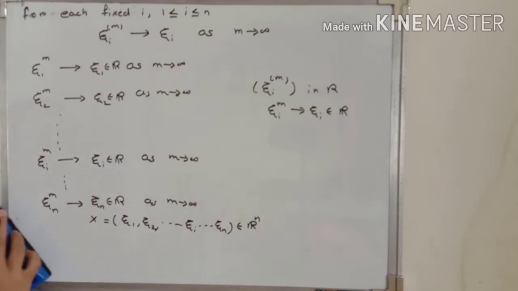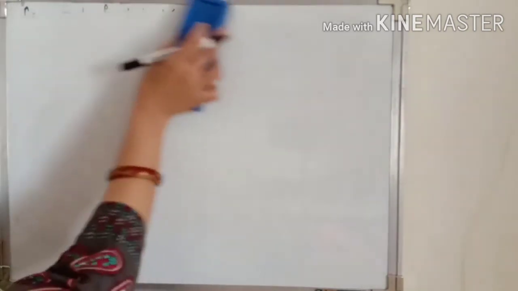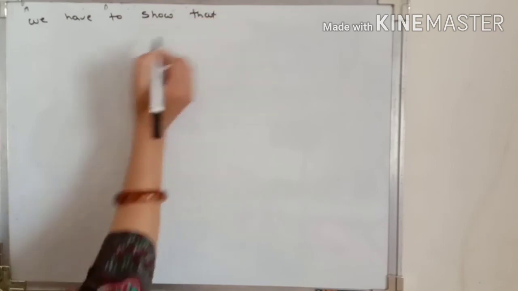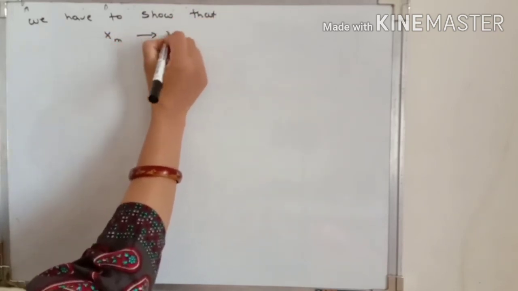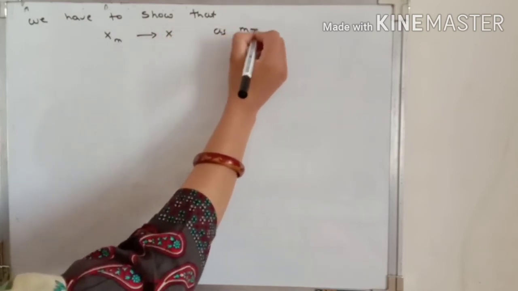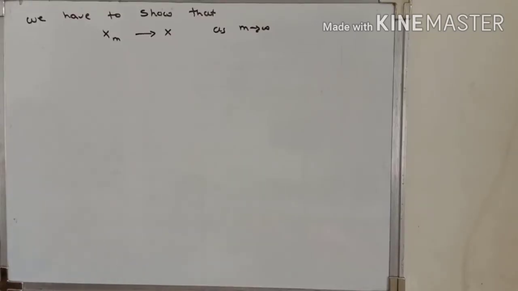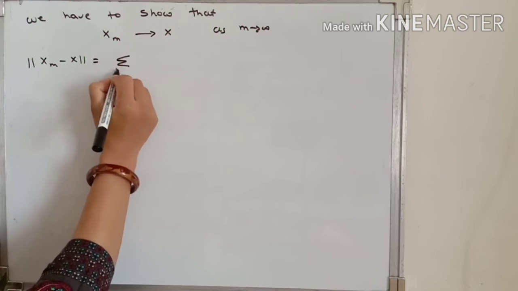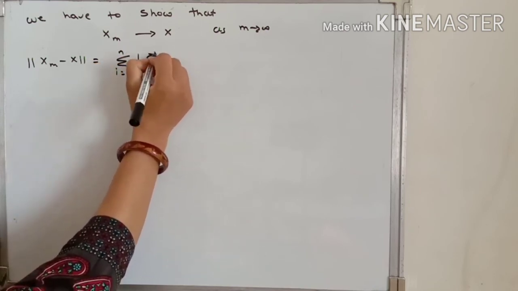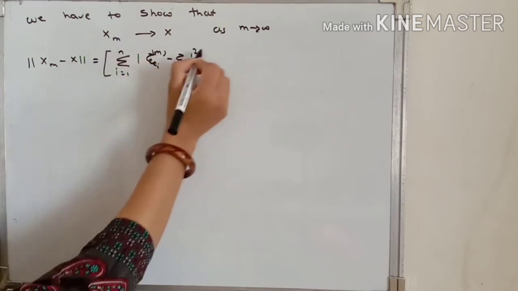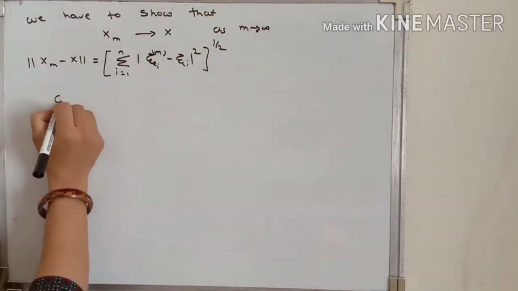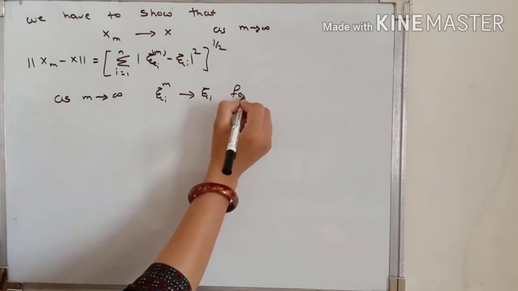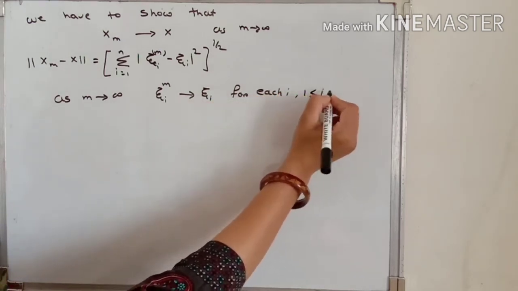Now, next we have to show that our Cauchy sequence x^(m) converges to this x as m goes to infinity. For this, consider here the norm of x^(m) minus x. That is equal to, by definition, the summation, i running from 1 to n, of the modulus of x_i^(m) minus x_i, squared, whole to the power 1/2. Here, as m goes to infinity, x_i^(m) converges to x_i for each i, 1 ≤ i ≤ n.